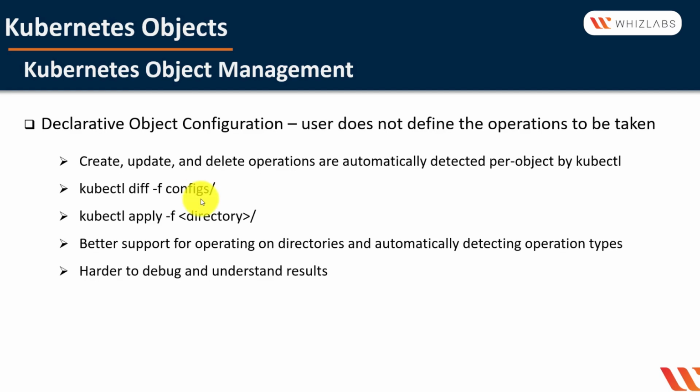For example, we have a configs directory which has multiple object configuration files. We can use kubectl diff to see what changes are going to be made, and then we can go ahead with applying the changes using the kubectl apply command. On the plus side, this method has better support for operating on directories and automatically detecting operation types per object, that is whether to create, update, delete, or leave the objects untouched. However, it is harder to debug and understand results, especially when they are unexpected.